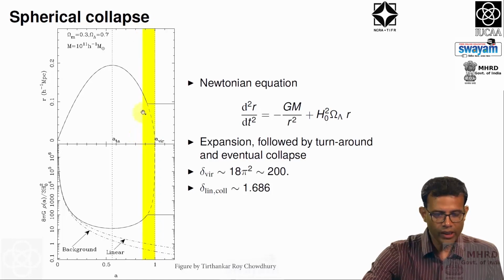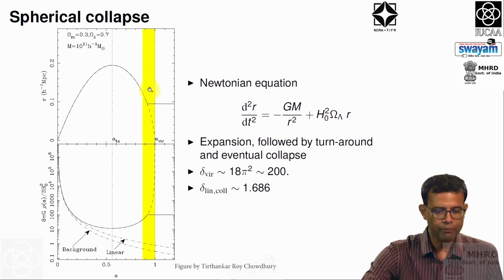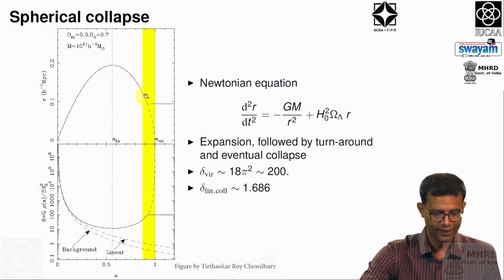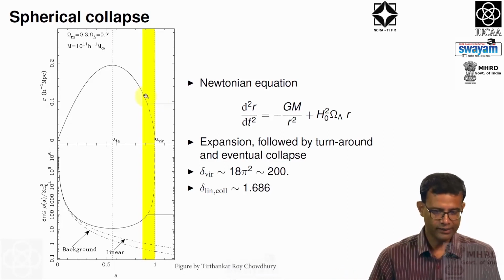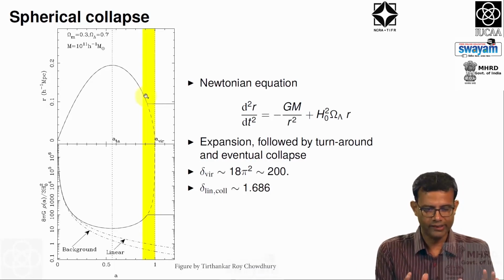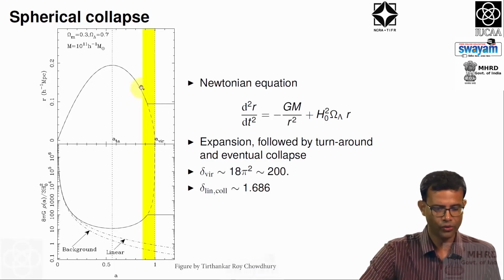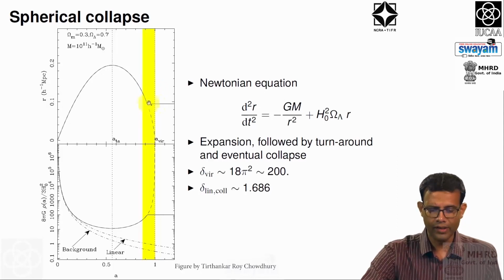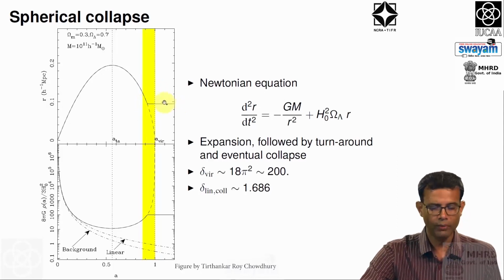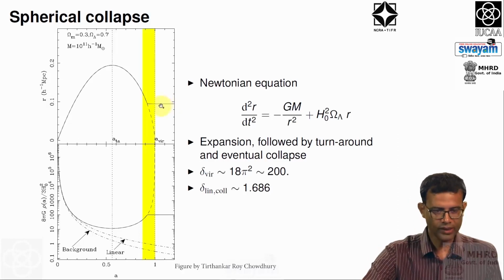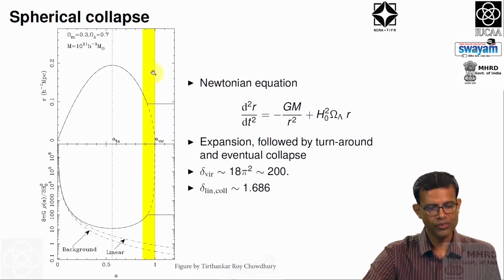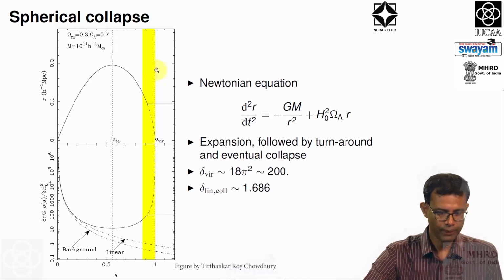By this yellow shaded region, I tried to show a phase which we do not understand very well. This is randomization, also called relaxation, the way the system relaxes to a stable structure and so on. So, we do not understand this yellow region very well, but something happens here and it achieves this equilibrium position. Okay. So, this is roughly what the spherical collapse predicts.